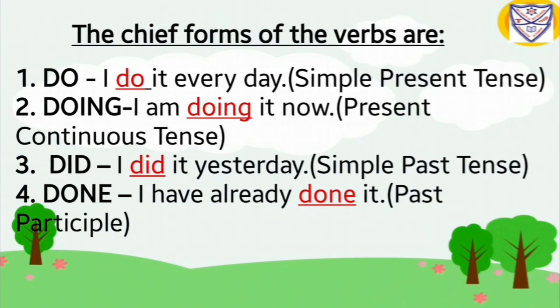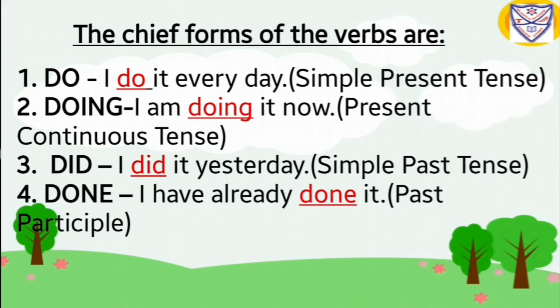Number 4, done. I have already done it. So over here the verb done is in past participle form, or we can say third form of the verb. Now what is past participle? So past participle means the verbs that are ending with ed, en, d, n and t. So when I say I have already done it, over here done is a verb. It stands for the past participle, or we can say it stands for the third form of the verb.